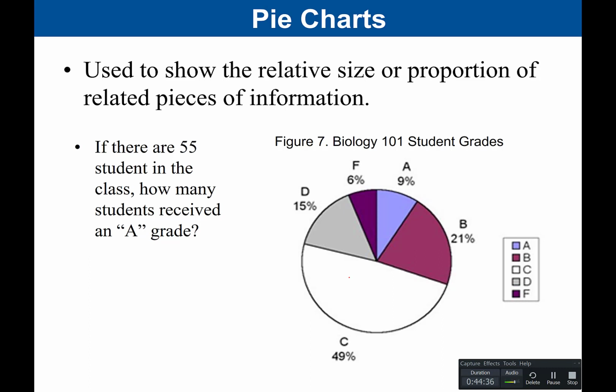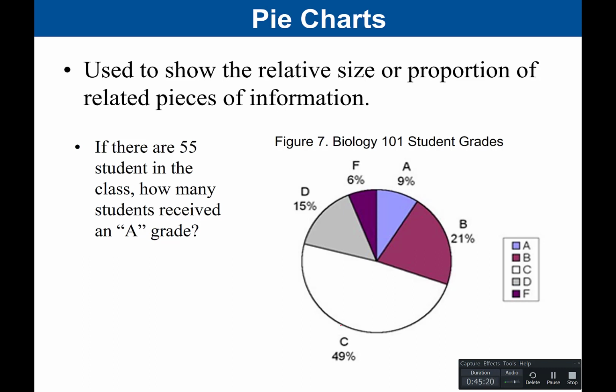Notice that this does a really nice job of looking at the proportion. So 9% of the class got an A, 21% got a B, 49% got a C, 15% got a D, and 6% got an F. And so if this is your proportion, you'll notice that almost half of the students, you can see it even visually, almost half of the students got a C in the class. A fairly low percentage of people in the class got an F or an A. So if there are 55 students in the class, how many of those students received an A grade?